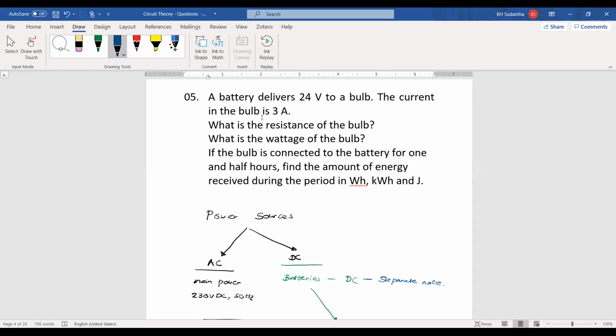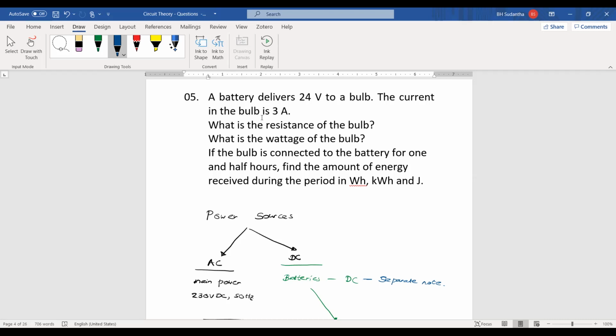And the third part: if the bulb is connected to the battery for 1.5 hours, find the amount of energy received during the period in watt hours, kilowatt hours, and joules. What is that part? So far, we didn't discuss this one.